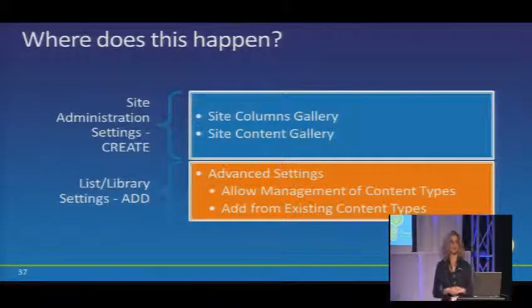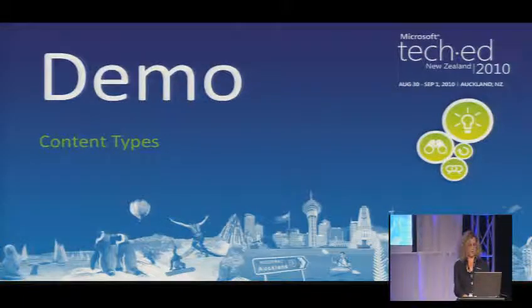So where does this happen? We've got the site administration settings where you create the site columns and the site contents. And then at the list and library level, you've got the advanced settings where you first of all allow management of content types. So that's within a list or a library where you actually allow the management of content types. And then where we add the content types in. So let's show you that one.